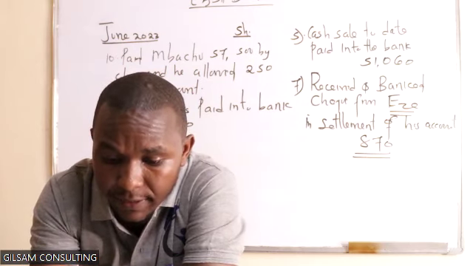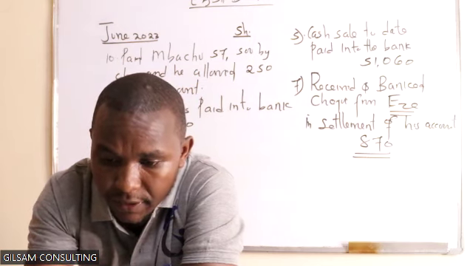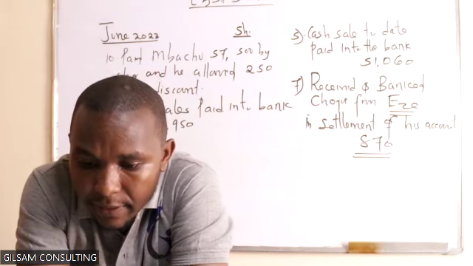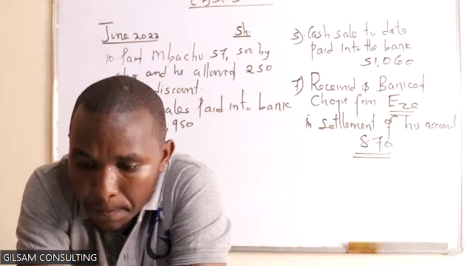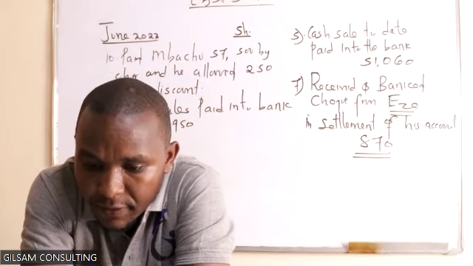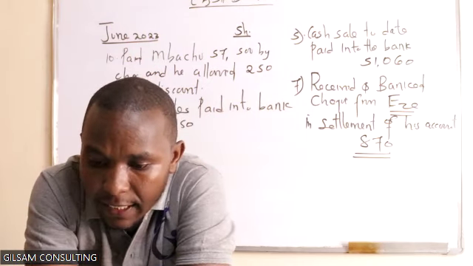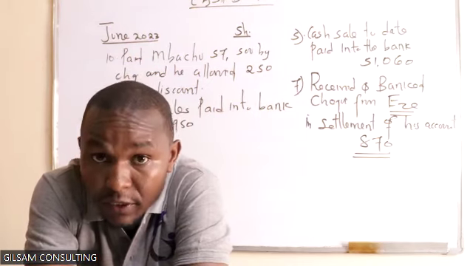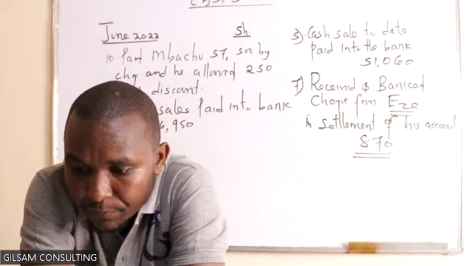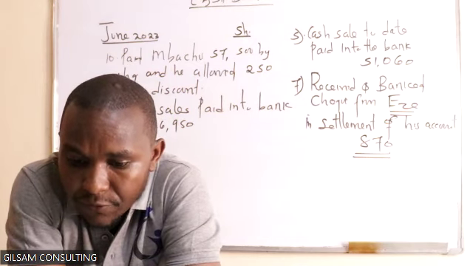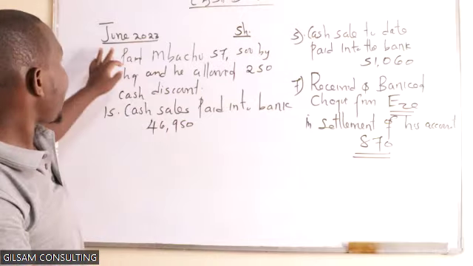So then now the second illustration. Say Mr. K business. Mr. K business's transactions for the month of January 2011 are as follows. So you will write also in this format.